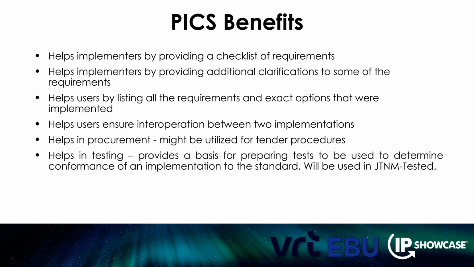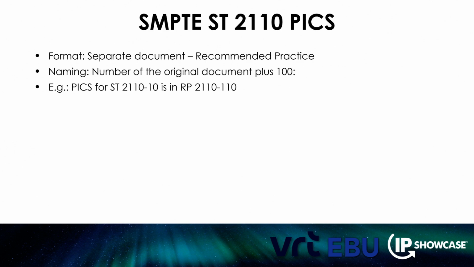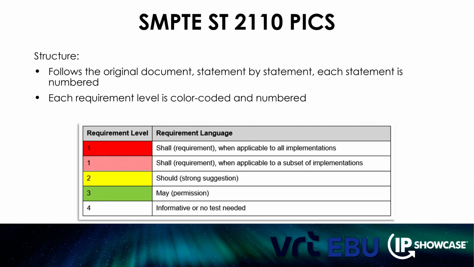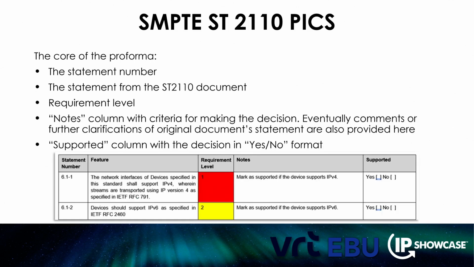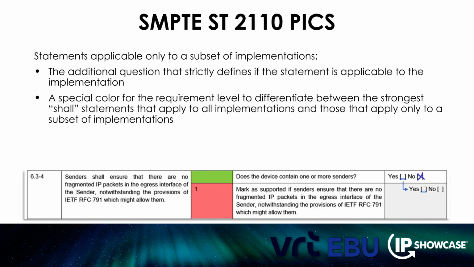So what PICS does is go through the standard sentence by sentence, and it breaks down those normative statements, categorizes them, and then builds them into a table that says the statement, the severity of the statement. Is it a shall? Is it a should? And then basically, whether you have implemented it, yes or no. There are also options for adding some additional support language, right? So like, how do you really interpret that statement?